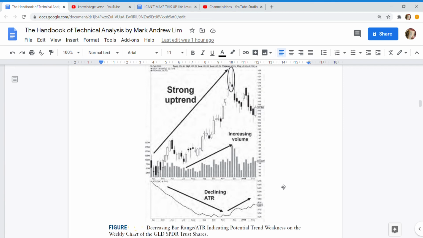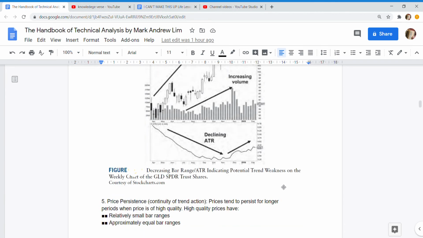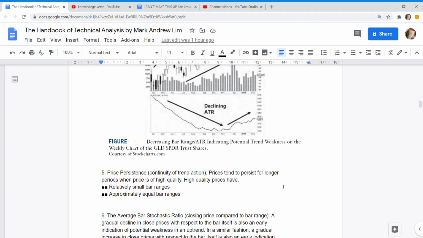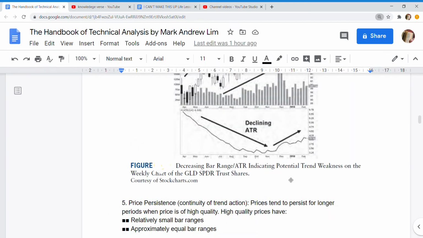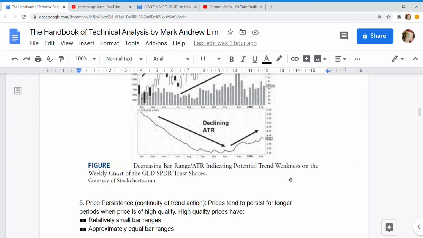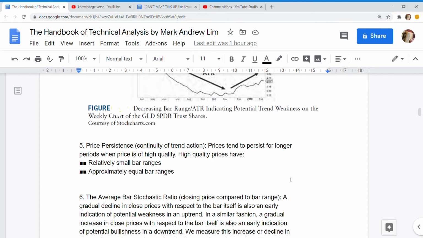5. Price persistence. Continuity of trend action. Prices tend to persist for longer periods when high quality prices have relatively small bar ranges, approximately equal bar ranges. 6. The average bar stochastic ratio. Closing price compared to bar range.